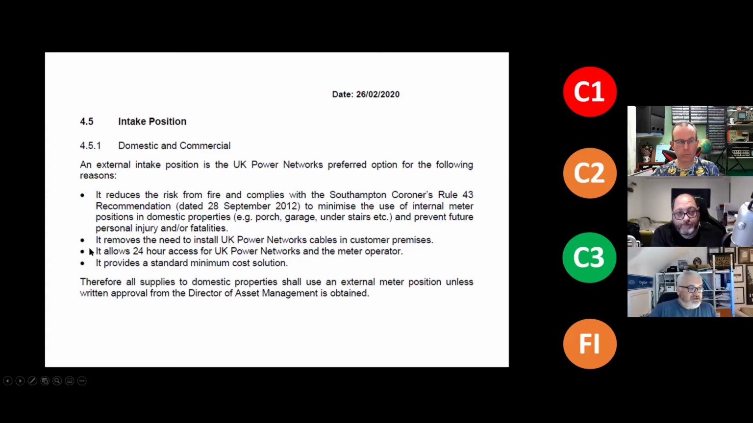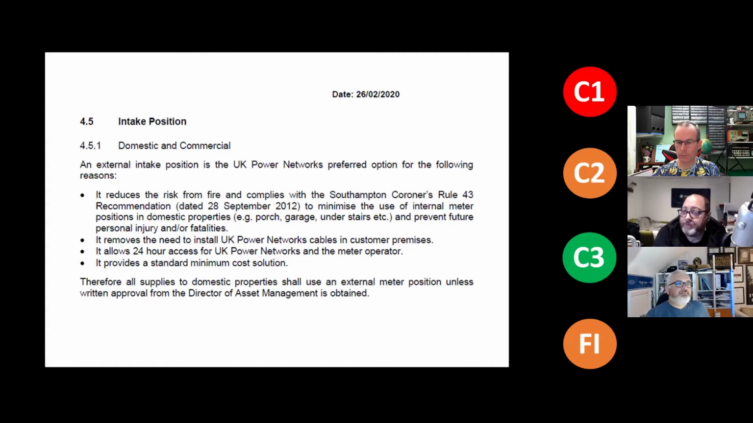There's a recommendation dated 28th September to minimise the use of internal meter positions in domestic properties and prevent failure, personal injury and or fatalities. It's worth mentioning that we do see a lot, and we've got an archive of them, which we can't make public, of DNOs that are catching fire. We do. And this rule, you know, again, if you have a fire and the DNO is a cause, this will come up. We may get to a point in 10 years, 15 years where we start observing, oh, the intake is in the property.